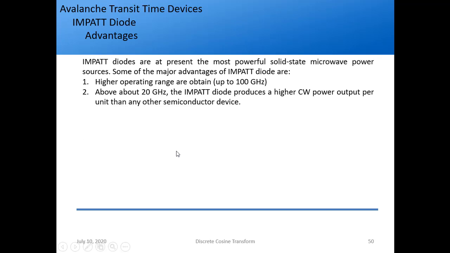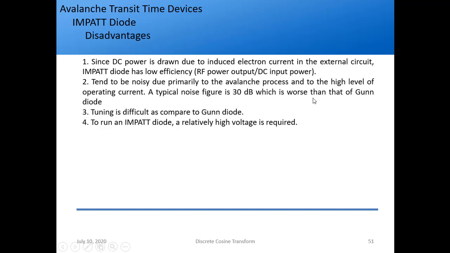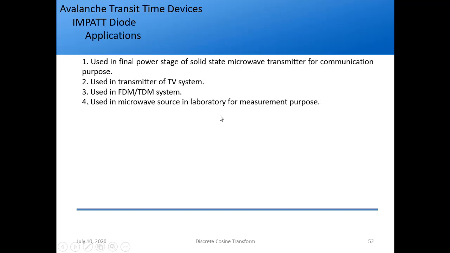Then we saw the advantages: a higher operating range up to gigahertz, and at about 20 gigahertz it gives continuous wave power, meaning the power does not reduce to zero. The problems are that tuning is difficult and a relatively high voltage is required, because essentially we are operating at breakdown voltages. It is used in TV transmitters, then FDM, TDM, and for measurement purposes.